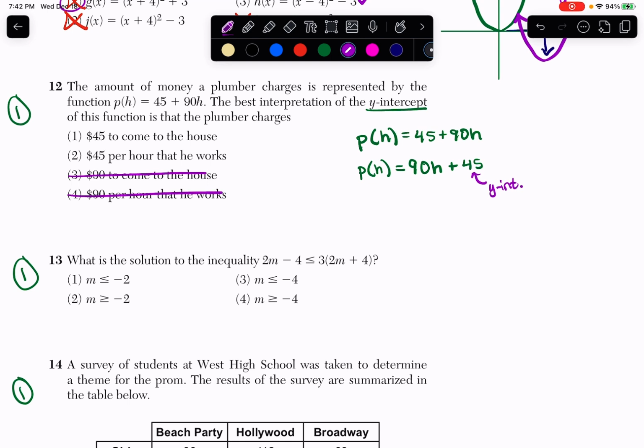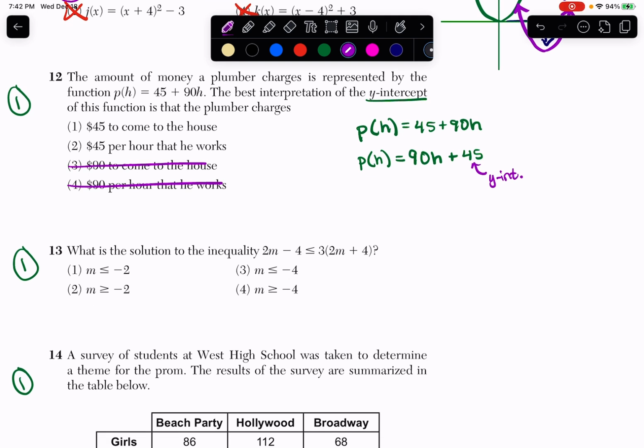So now, if this is a plumber, and they're charging money, a y-intercept is a starting amount. So what I'm seeing here, $45 per hour, this is a rate, versus $45 to come to the house. That sounds more like a starting fee. So $45 per hour would be a rate. We don't want a rate, we want a starting amount. So my answer choice is answer number 1.